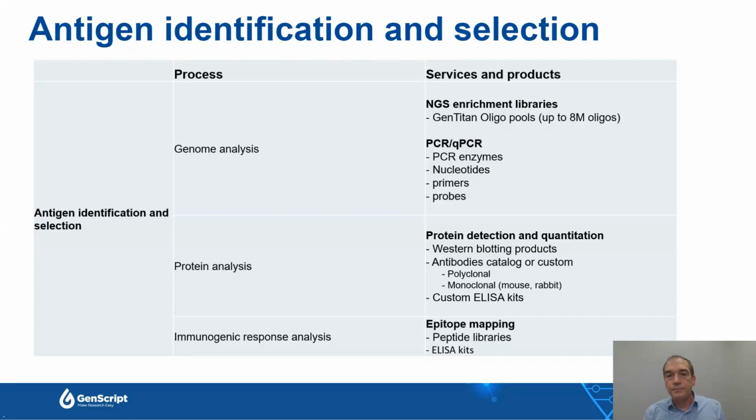We can label them. On the protein analysis side, we can provide a lot of tools for protein detection and quantitation, basically Western blotting products, an antibody catalog or custom developed antibodies, polyclonal, monoclonal, mouse, rabbit. We can develop custom ELISA kits. For analyzing the immunogenic response, we can usually offer products for epitope mapping and peptide libraries. We can also develop custom ELISA kits for detection.